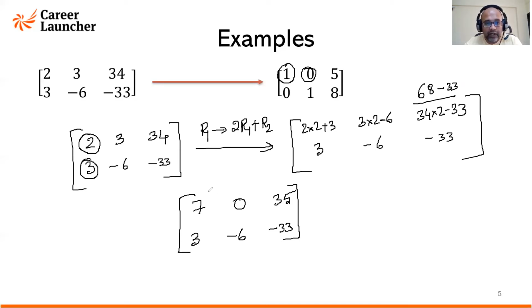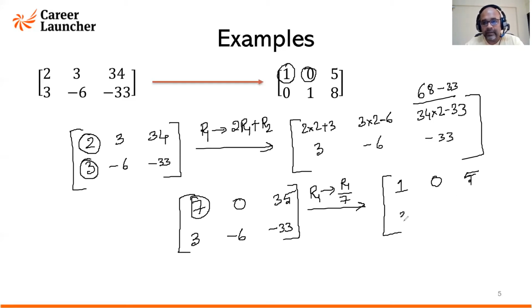Basically, if I want this to become 1, I will next do R1 as R1 by 7. Right? So what happens if I do this? I will get 7 by 7, which is 1, 0 by 7, which is 0, 35 by 7, which is 5. The other numbers remain the same. So here, straight away, the first equation becomes x plus 0 into y equal to 5. Or straight away, you get x equal to 5.